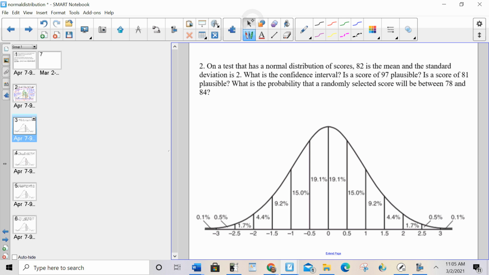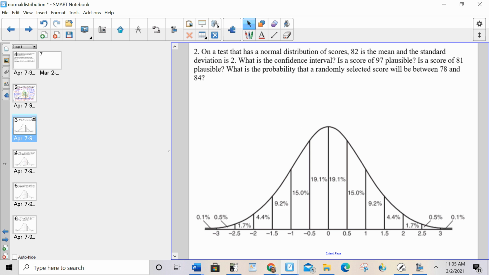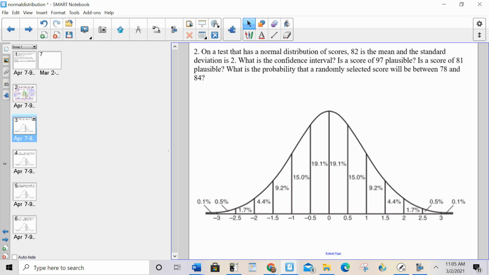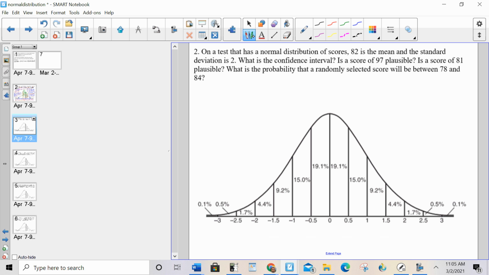All right, they're all the same. So we're going to go through one more together, then I'll have you try one on your own, and that will be it. On a test that has a normal distribution of scores, 82 is the mean, and the standard deviation is 2. So the mean is 82, the standard deviation is 2.